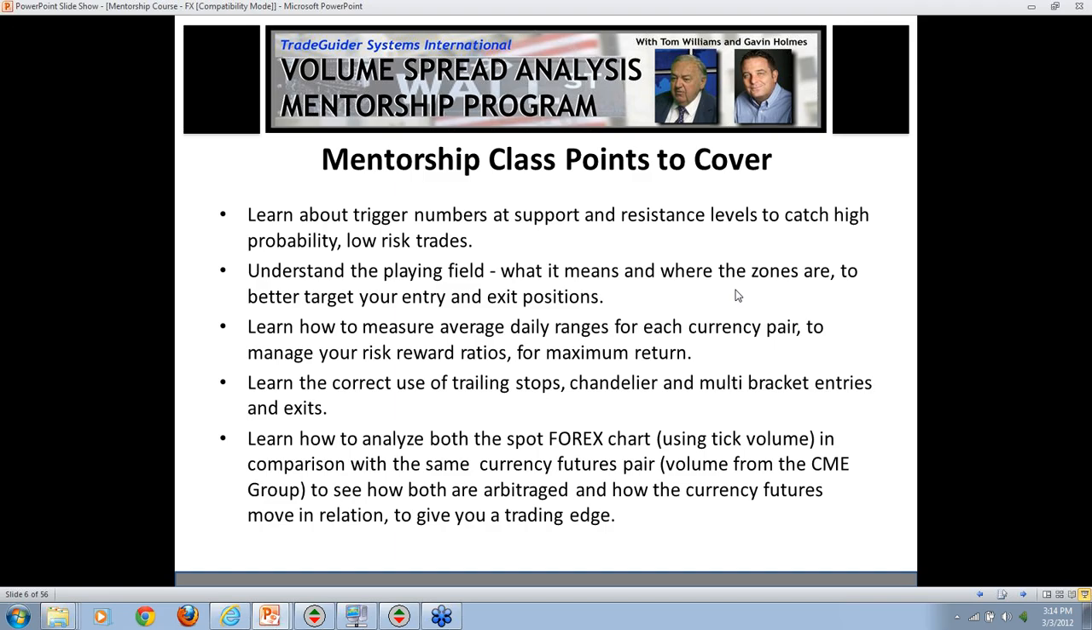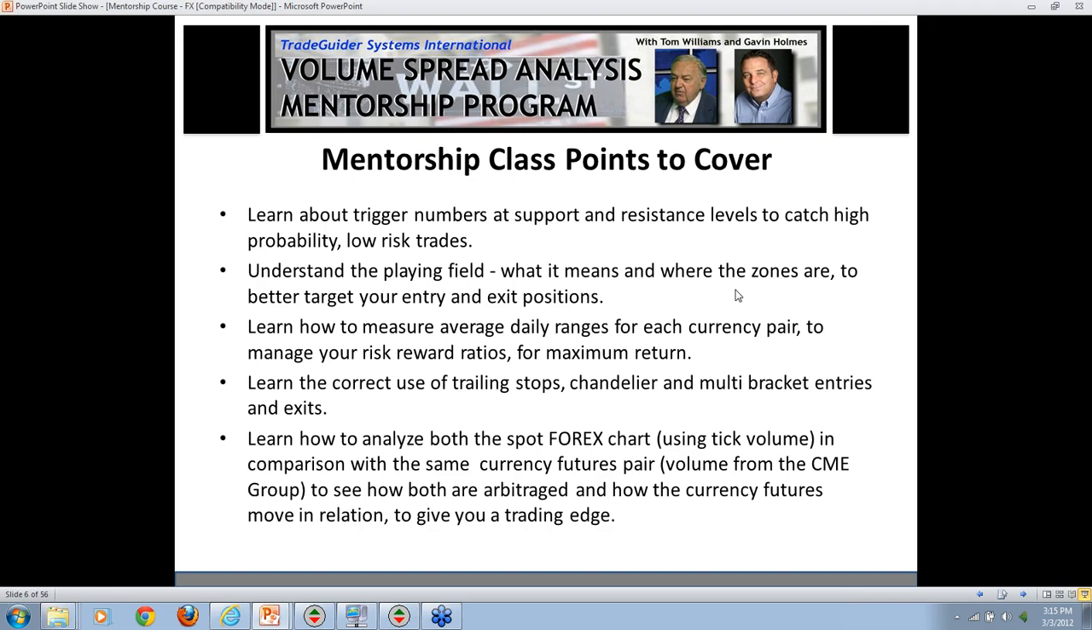We're going to learn how to average, what the average daily ranges are, and we're going to show you how to manage risk-reward to try to get a maximum return on your trade. We're going to look at trailing stops, which we're going to do next week, chandelier stops, and I'm sure Stevens today will talk about the multi-bracket entries that you can use in the platform, because you can do various very clever things with the Infinity platform, which will allow you to bracket entry your trades. And we're going to show you how to do this, so don't worry if you're not familiar with that. This is one of the things you're going to learn on this mentorship program.